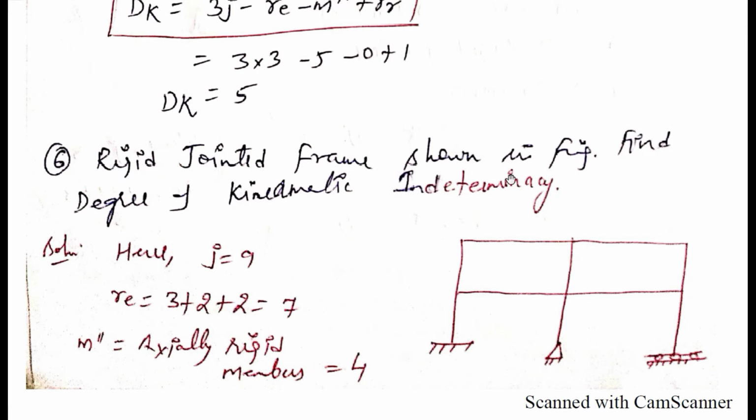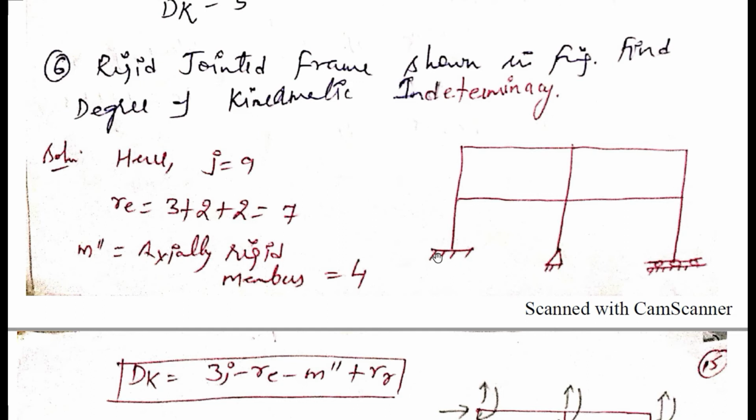The rigid jointed frame is shown in the figure. Find the degree of kinematic indeterminacy. This is our fixed support, this is our hinge support, and this is our guided roller support. For the guided roller we have two reactions, one vertical and another a moment. For the hinge support we have two reactions, one horizontal and one vertical. So 2 plus 2 is 4, and for the fixed support we have three reactions: horizontal, vertical and moment. So 3 plus 2 plus 2, the total re value is 7, and the number of joints is 9 here.